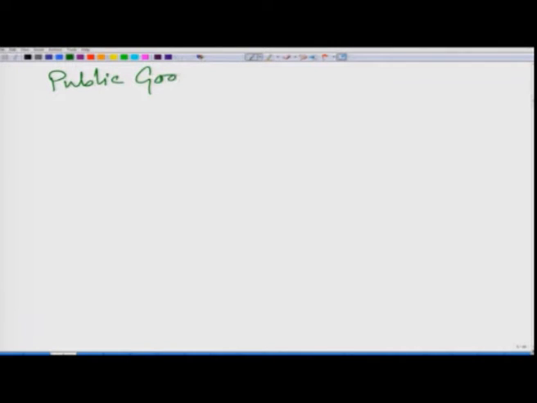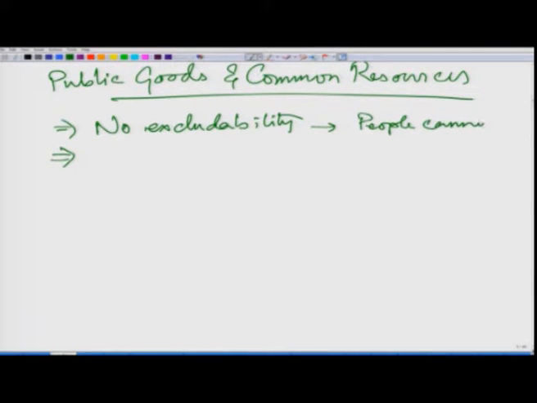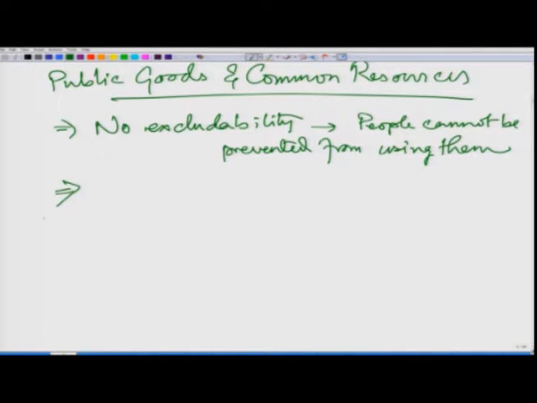So, what is so typical about these common resources and public goods? The first most important point is no excludability, right? For both of these or either of these, I am not paying any user fee. So people cannot be prevented from using them. But at the same time, for public good, there may be no rivalry in consumption, but for common resources, there is rivalry in consumption, right?